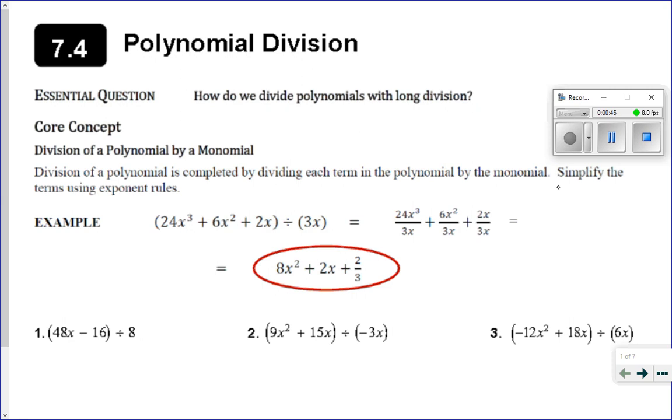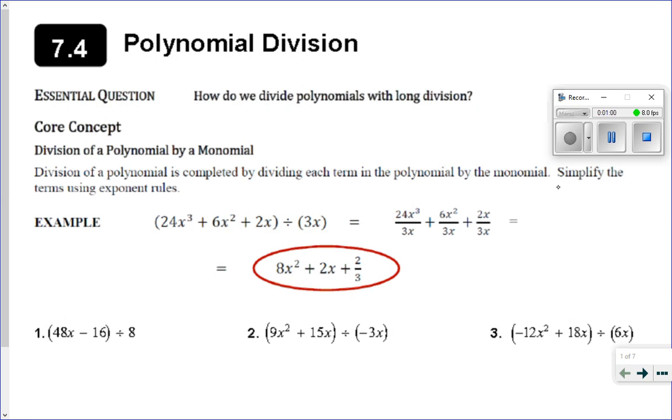So let's talk a little bit about polynomial division. We're going to draw this first stage right here, where we just divide by monomials, and it'll be fairly comfortable, I think, and then we'll lead into the real topic today, which is long division.